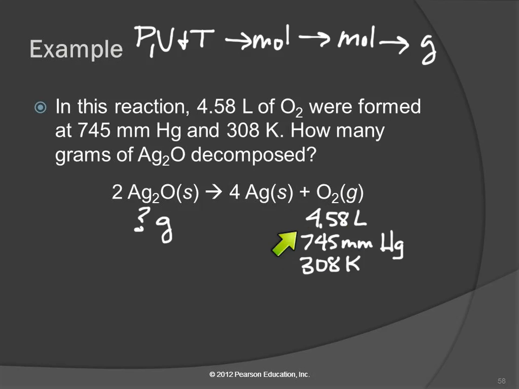So we're going to use PIV-NERT. Are these all good units for PIV-NERT? Millimeters of mercury don't work with 0.0821 liter atmospheres per mole Kelvin. So we need to convert that. 745 is going to be divided by 760. That's going to be equivalent to 0.98026, 3 sig figs, atmospheres.